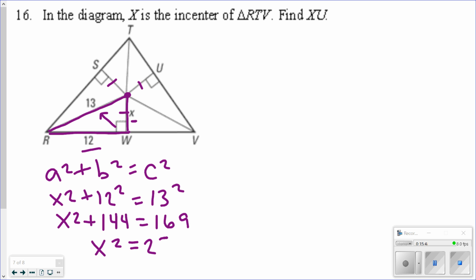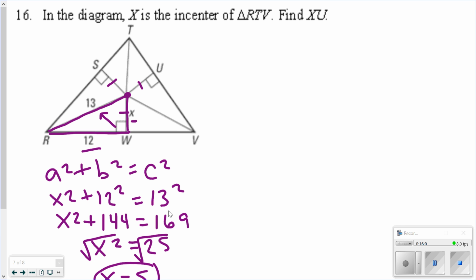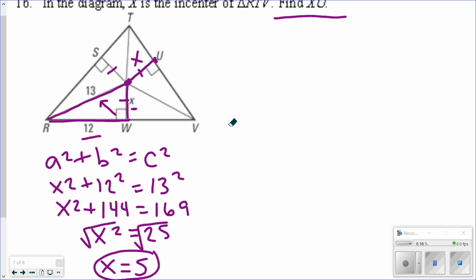But I don't care about x squared. I want to figure out what x is. So I need to square root each side, and that gives me that x is equal to 5. All right, so let's scroll back up. Well, we wanted to figure out what's the segment of XU. Well, XU is this segment here, which means it's also equal to x, and we solved that x was equal to 5. And I'm done.